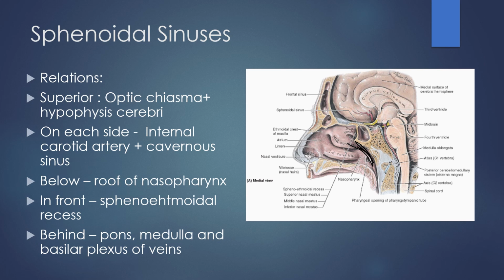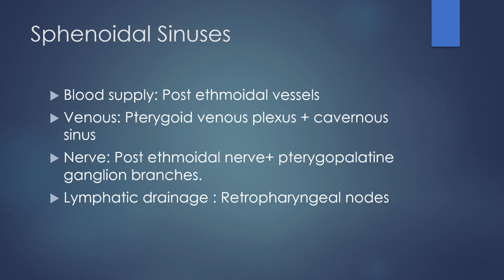In front is the sphenoethmoidal recess, and behind there is pons, medulla and basilar plexus of veins. Blood supply is through the posterior ethmoidal vessels. Veins drain into pterygoid venous plexus and cavernous sinus. Nerves supplied by posterior ethmoidal nerve and branches of pterygopalatine ganglion. Lymphatics drain into retropharyngeal group of nodes.